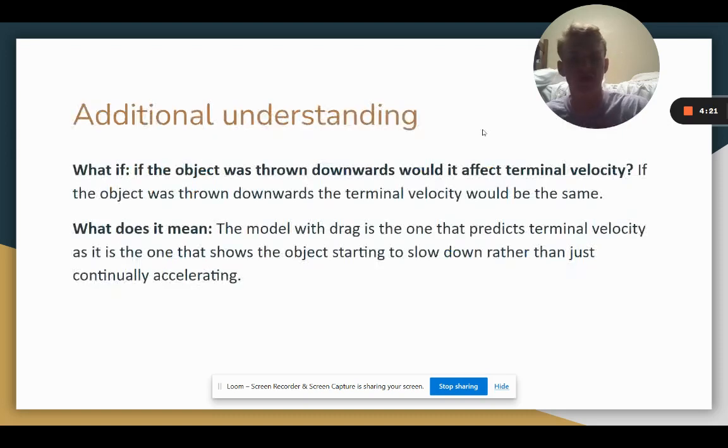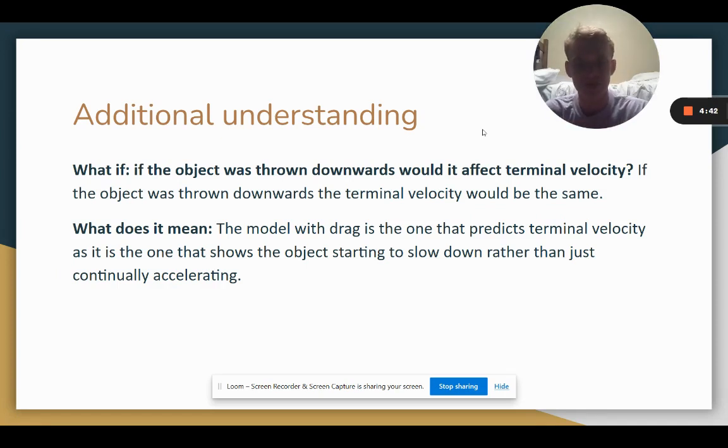And for the additional understanding questions, if the object was thrown downward, would it affect terminal velocity? No, it would not, because the terminal velocity is proportional to the square of the current speed, they would eventually even out to the same terminal velocity.